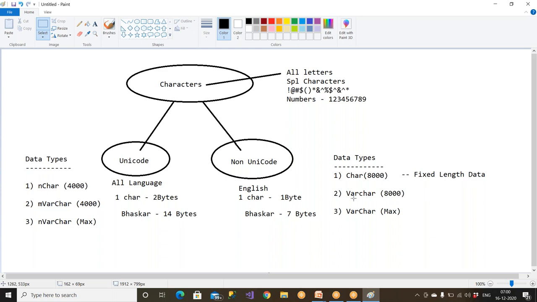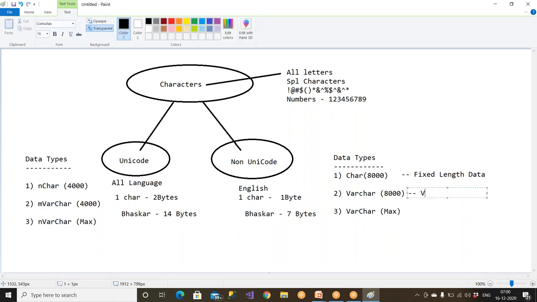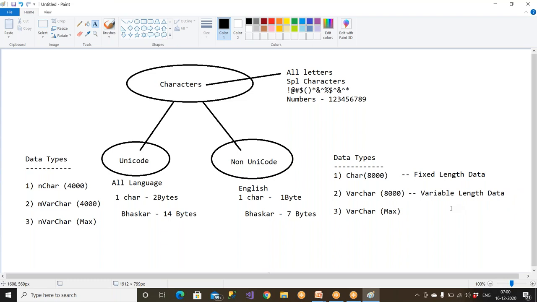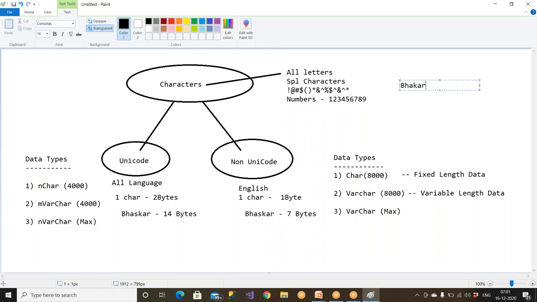But varchar means variable length data. My name is Bhaskar Jogi. I have only 7 characters. So in variable length data, the length of the data will change. So your name, my name, your address, my address. The length of the data is not similar, right? My name is Bhaskar, right? Your name is John Kennedy. So you have more length, right?